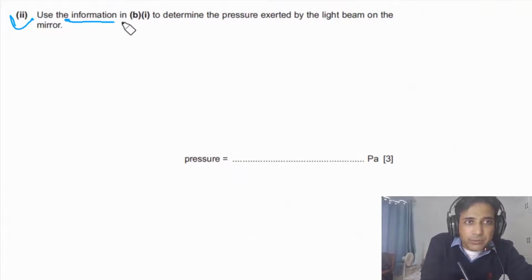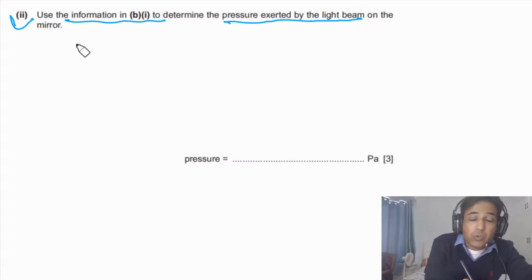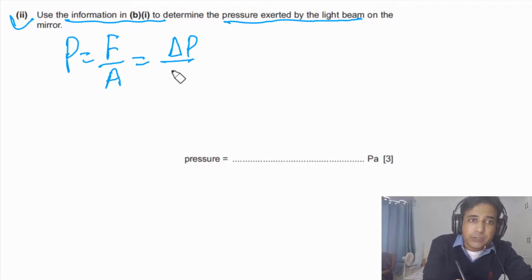The second part says use the information in B1 to determine the pressure exerted by the light beam on the mirror. Pressure is equal to force over area, and force in this case is equal to the rate of change of momentum.